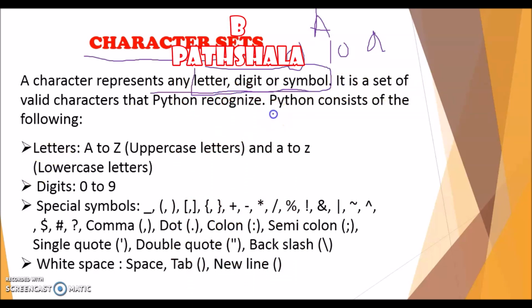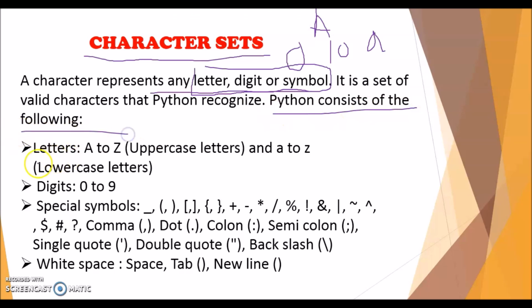Next, basically Python consists of the following. First is the letters. In letters we can deal with two types: uppercase letters and lowercase letters. Uppercase letters would be A to Z in capitals, and lowercase would again be A to Z, but here in the lowercase form. So these are all the dictionary letters, you can say.